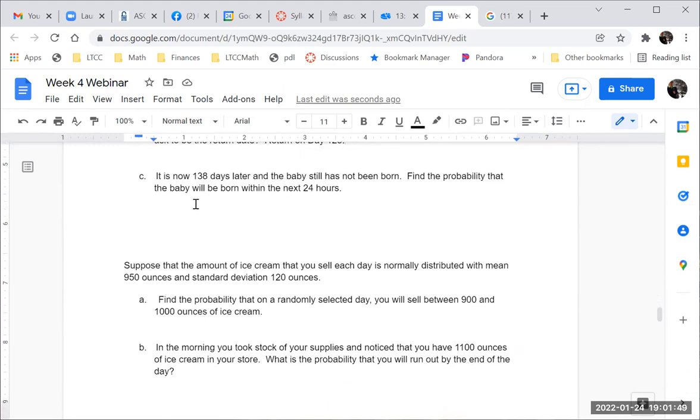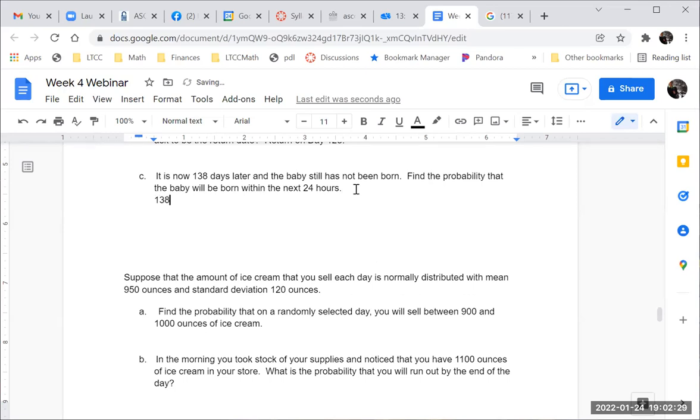Okay, part C. Okay, so you went to China, talked to your boss, you returned, and now it's 138 days later from when we did this calculation, and the baby still hasn't been born. Find the probability that the baby will be born in the next 24 hours. So what is this? How do I create this as a probability? 138 to 139. Okay. So that's one thing, is we have 138 to 139, but there's a little more to it. It's not the probability of being between 138 and 139 with that mean and standard deviation. What's the problem? Why not?